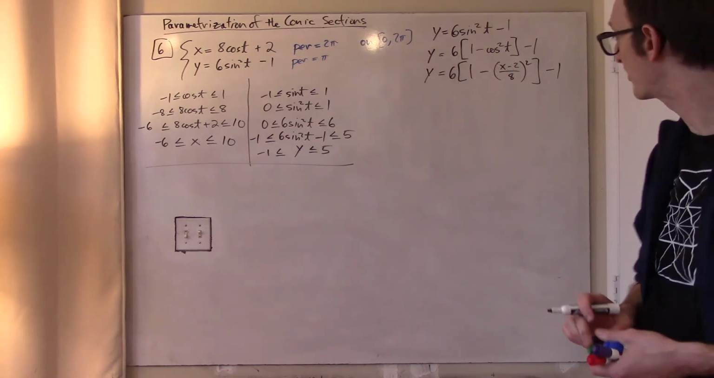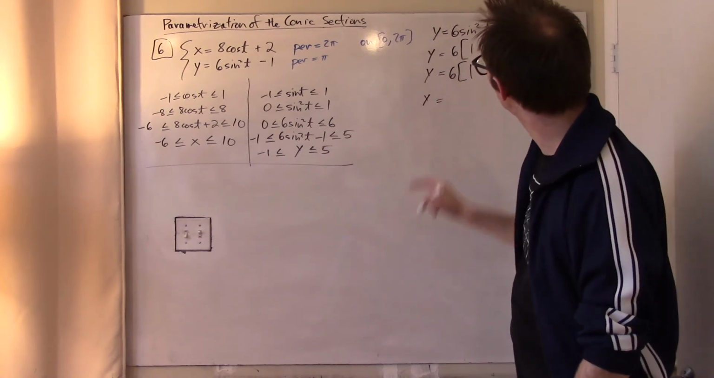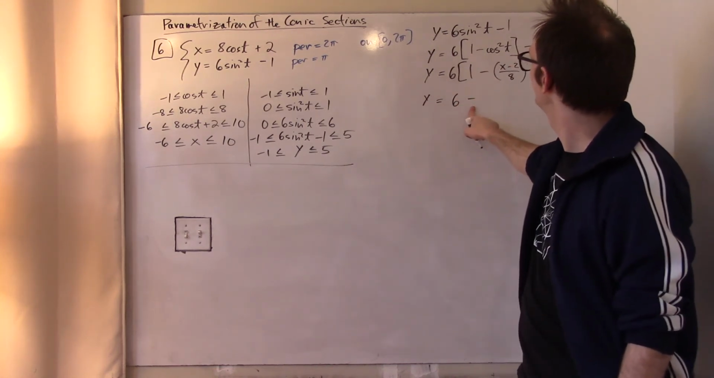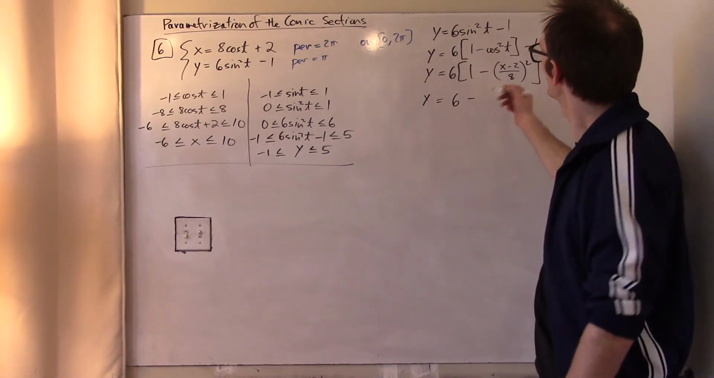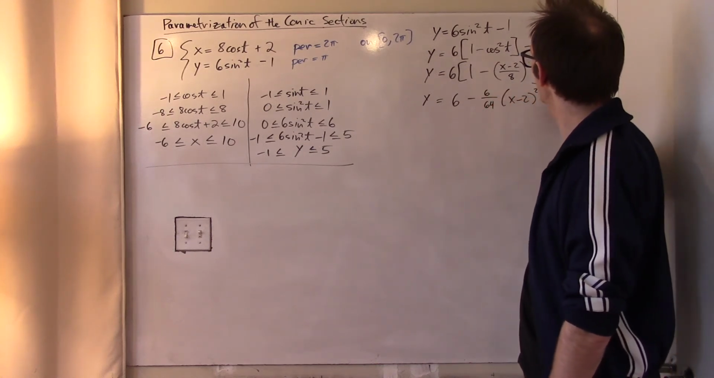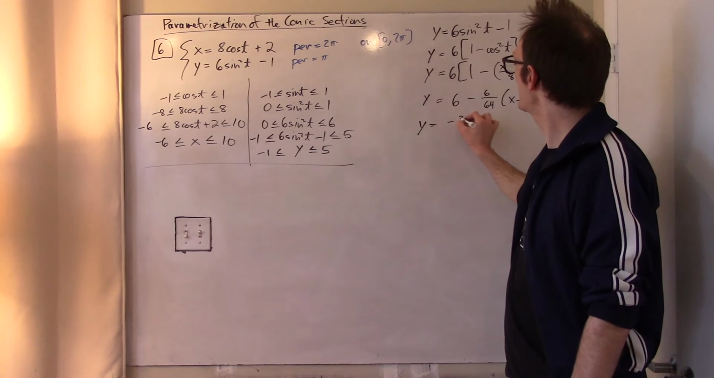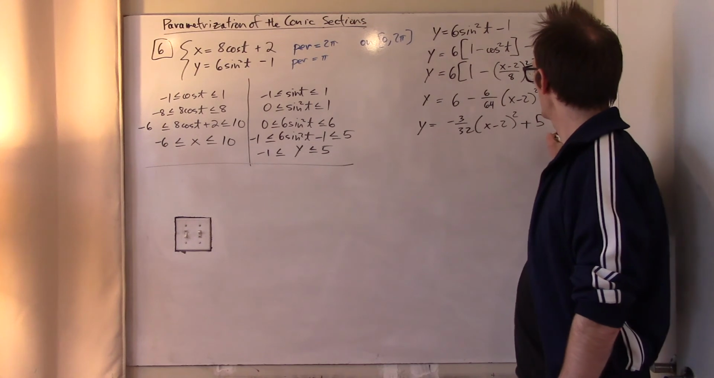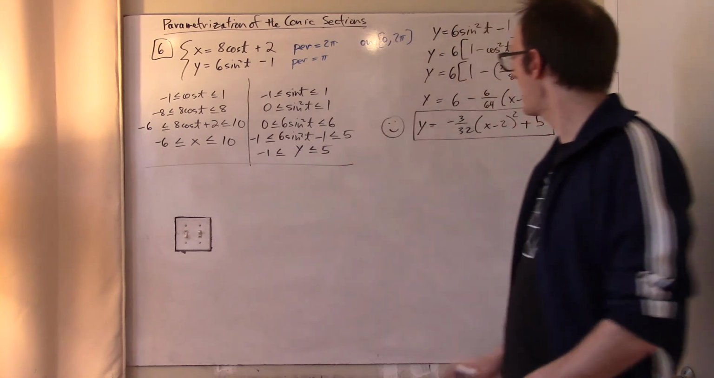Alright, well, I've already eliminated the parameter. Now it's just a matter of making this a little bit more clear. So let's do that. Let's see, if I distribute this through, I get 6 minus, I guess I want to simplify this. Sure, so that's 6 over 64 times x minus 2 squared, and then there's also just this minus 1. So what do we get? We get y equals -3 over 32 x minus 2 squared plus 5. And, okay, I suppose I could do more things with that, but that's fine with me.